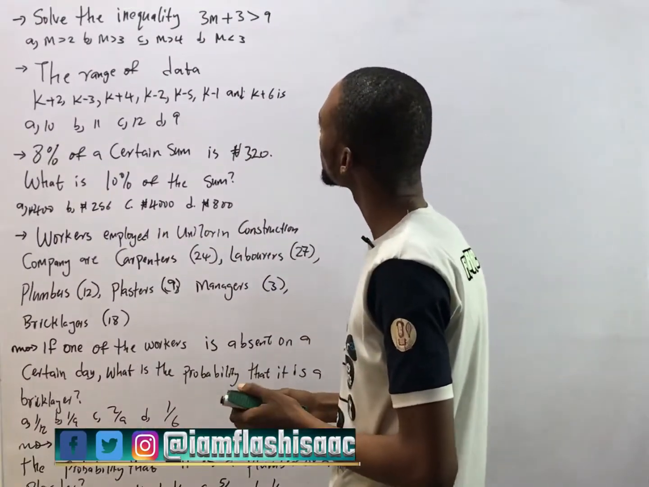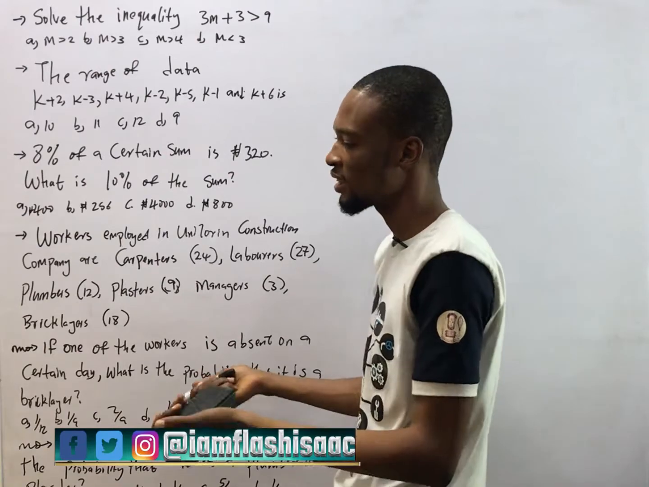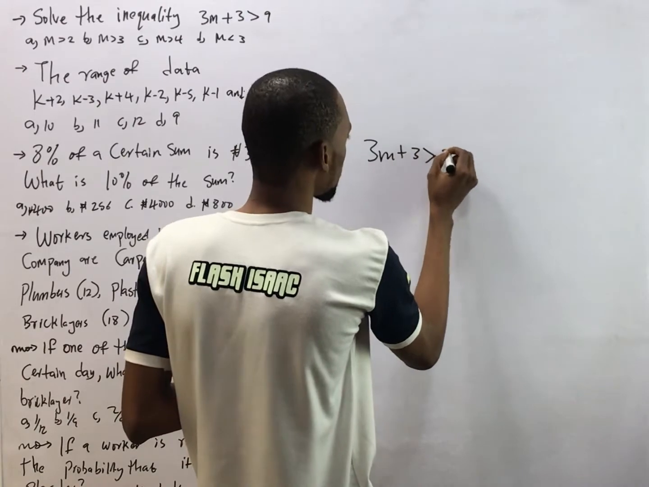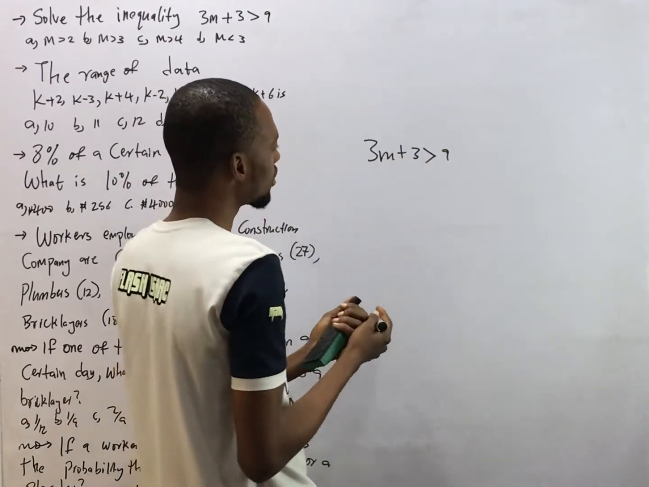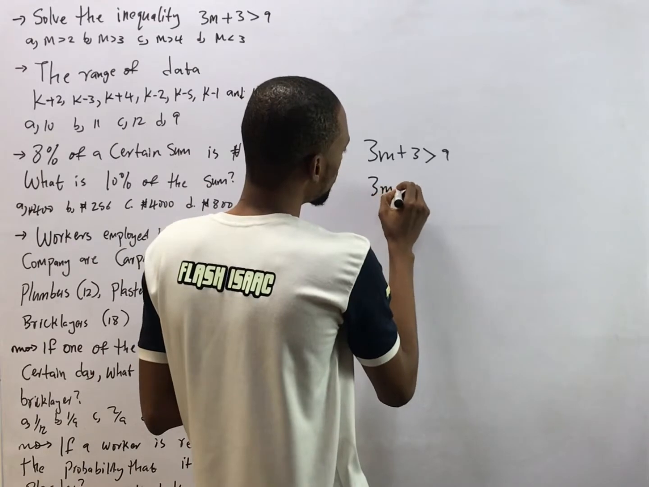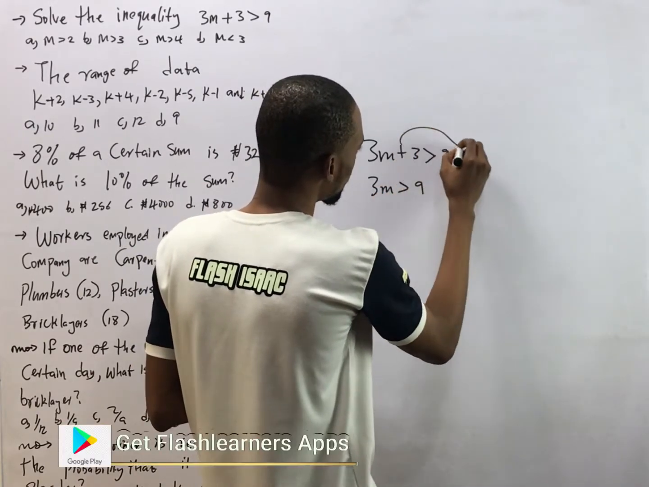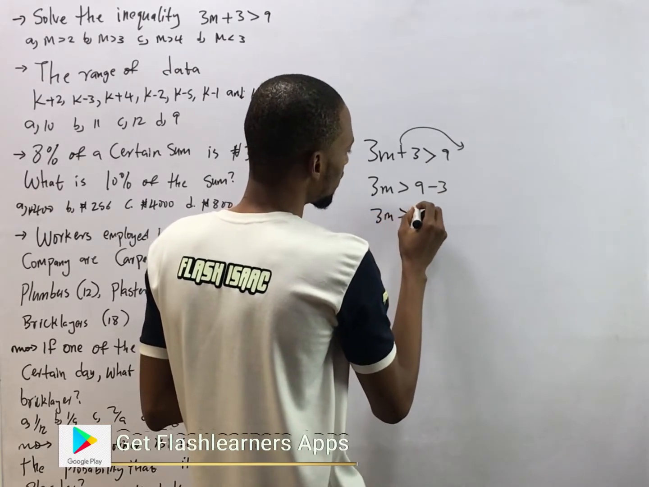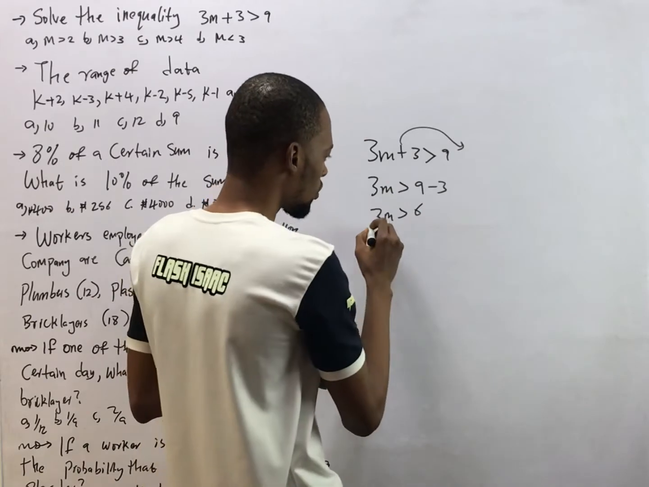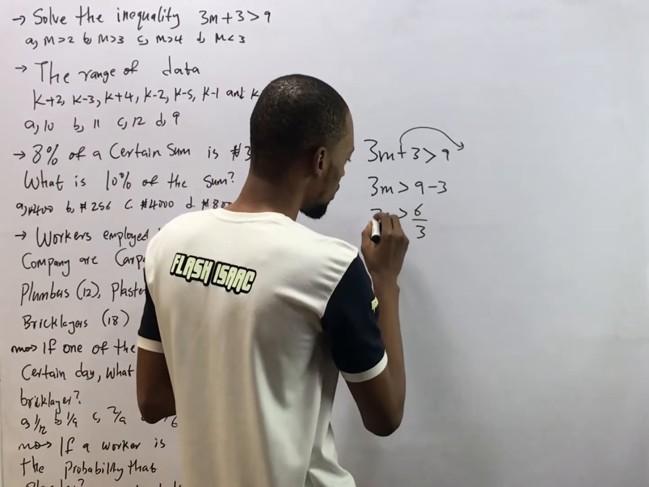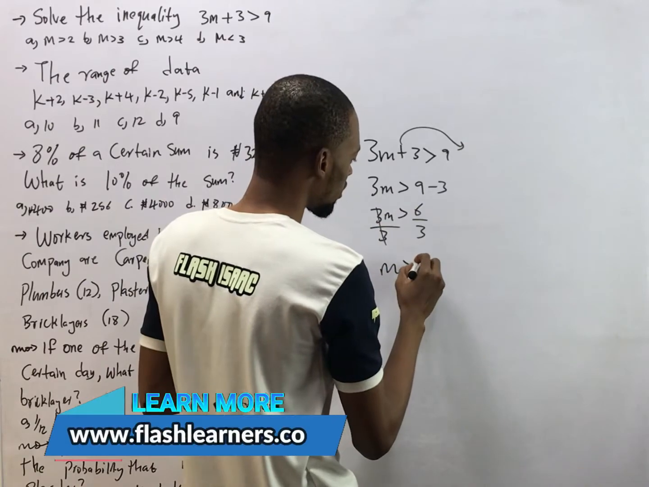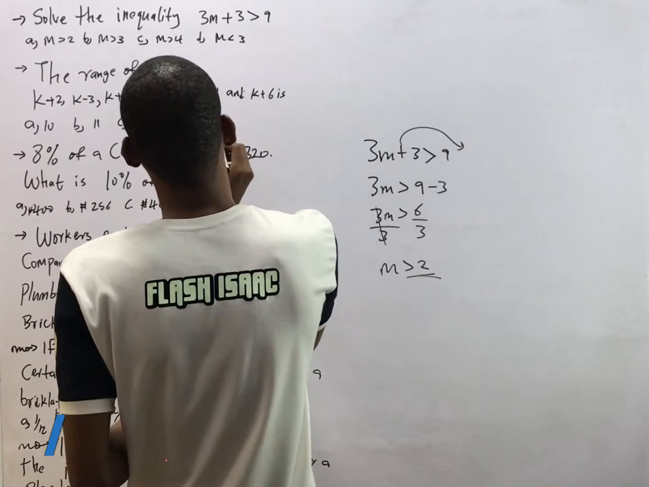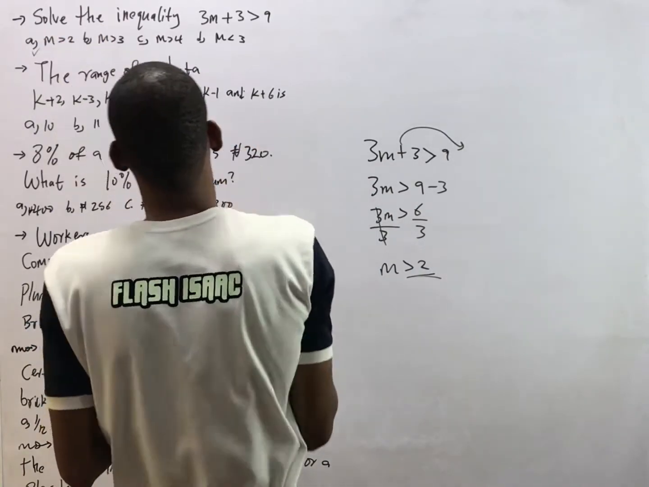Solve the inequality 3m plus 3 greater than 9. So if 3m plus 3 is greater than 9, collecting like terms, it simply means 3m is greater than 9 minus 3. This implies that 3m is greater than 6. So dividing both sides by 3, m becomes greater than 2. So the answer is m greater than 2, which should give you option A.